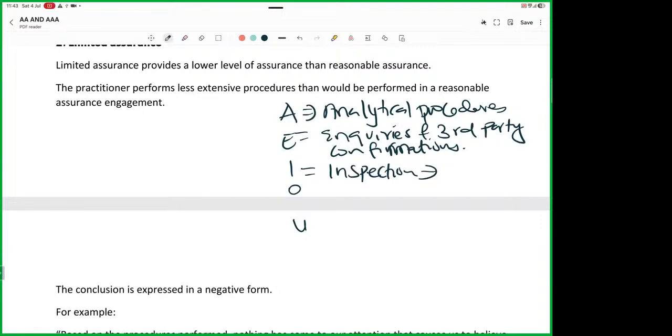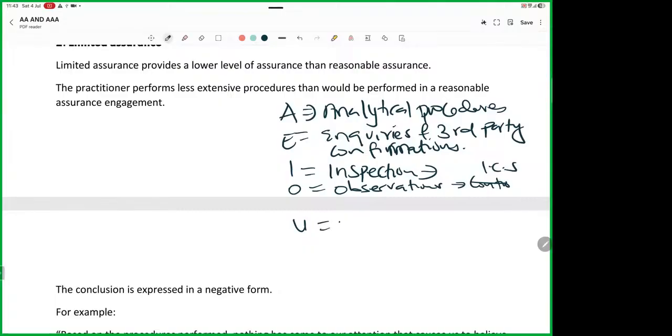Then I have to inspect lots of documents. I have to do a lot of observations, especially observations of internal control systems before we say, hey, we are relying on them. We have to do a lot there.